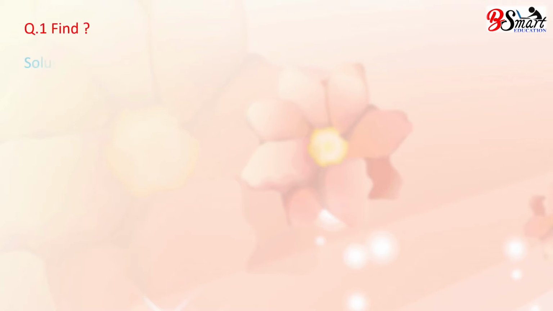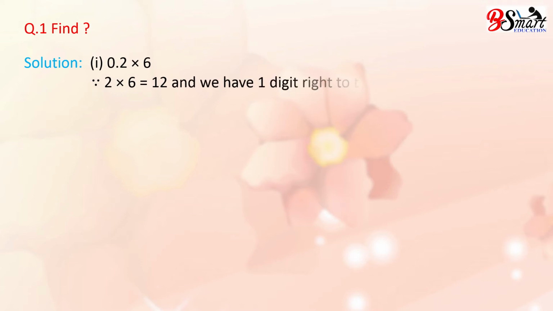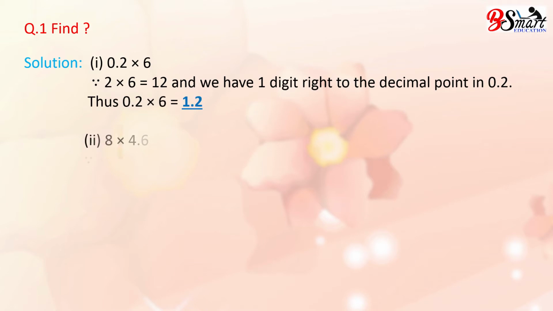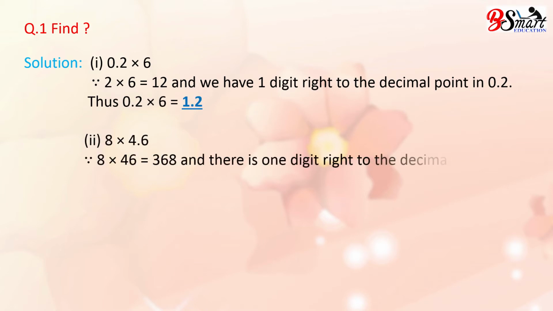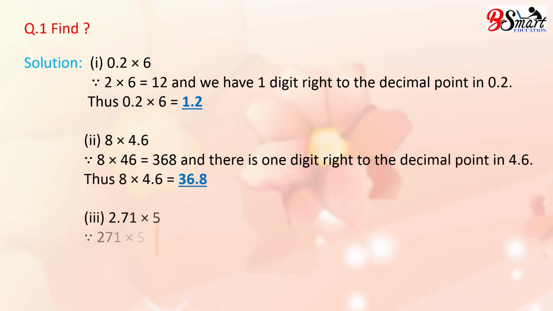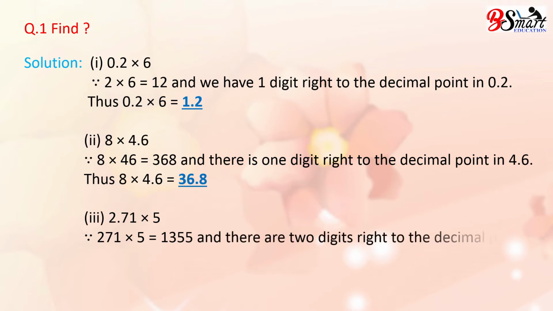Question number 1, find. First, 0.2 into 6. Since 2 into 6 equal to 12 and we have one digit right to the decimal point in 0.2. Thus, 0.2 into 6, that is 1.2. All the remaining questions are same. Solve them using the place value of numbers.